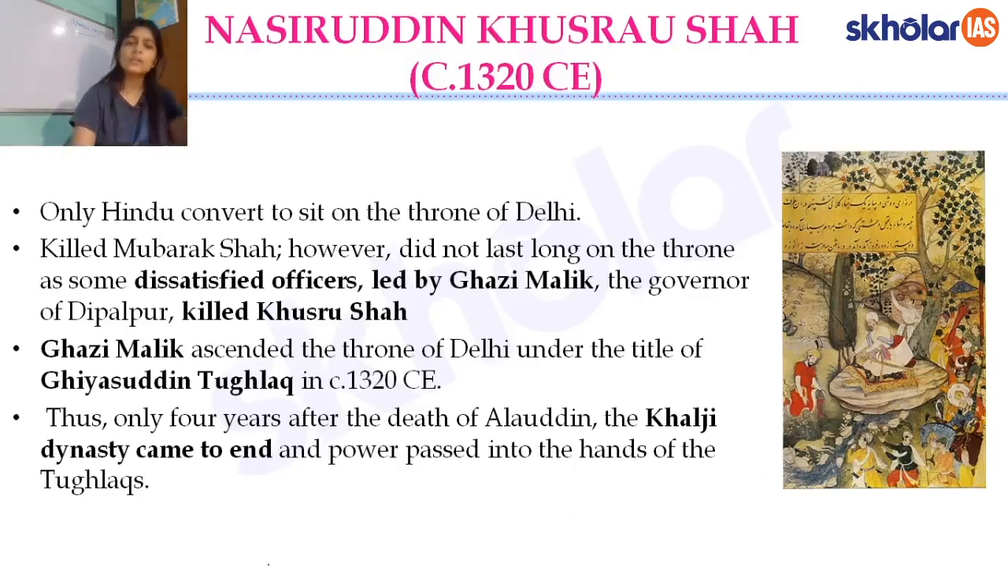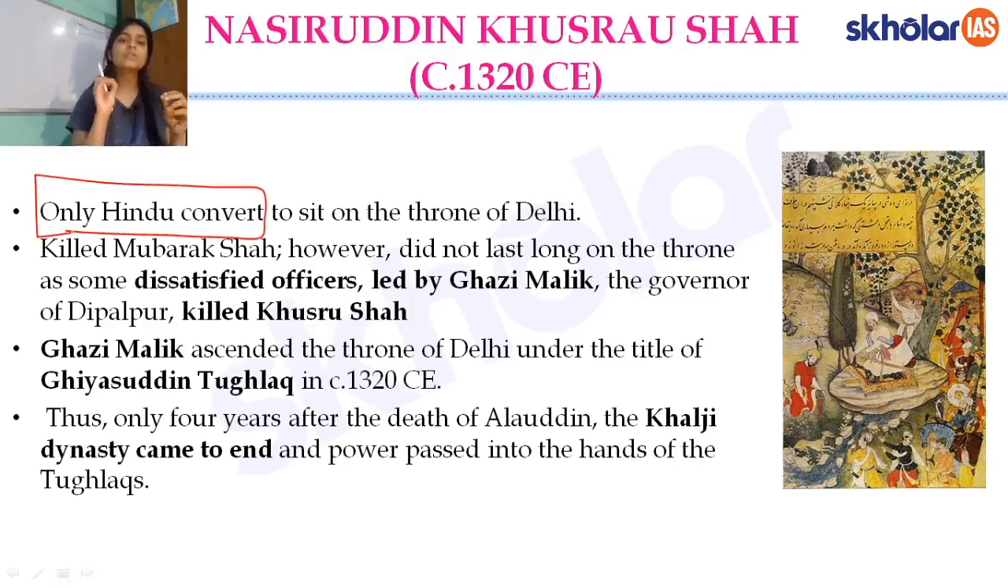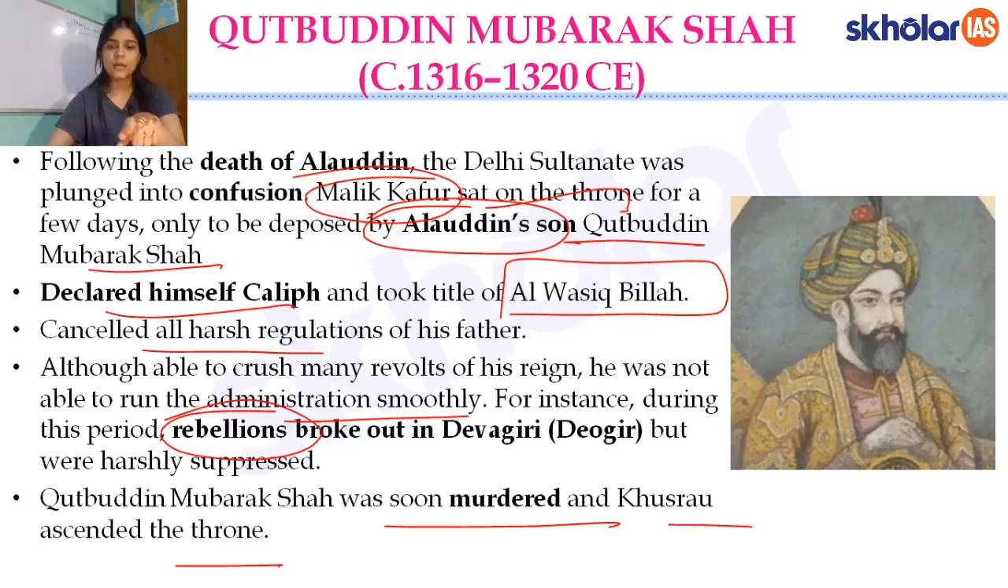Khusro Shah ruled for hardly 2-3 months, but just so that we know the last ruler in a dynasty, I have put his name here. Also, he is important because he is the only Hindu convert. This is important. Who is the only Hindu convert to have ever sat on the throne of Delhi? It is Nasiruddin Khusro Shah. This fact maybe you can remember. And he kills the previous sultan, that is, he kills Kutubuddin Mubarak Shah.